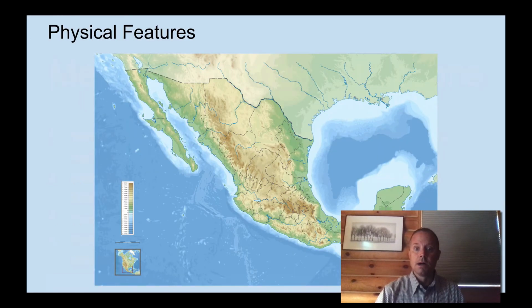So let's start with the physical geography. This map just shows you the elevation of Mexico. The darker brown is the higher elevation and the green is the lower elevation. So you can see a lot of green along the coast. There is this mountain range that runs down the center of Mexico, and those mountains are about the same size as our mountains in the Bridger Range.